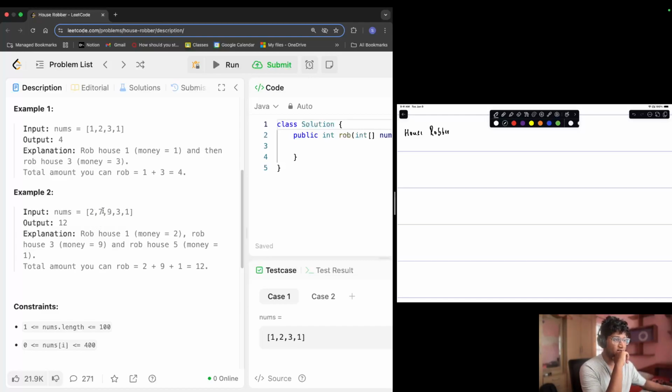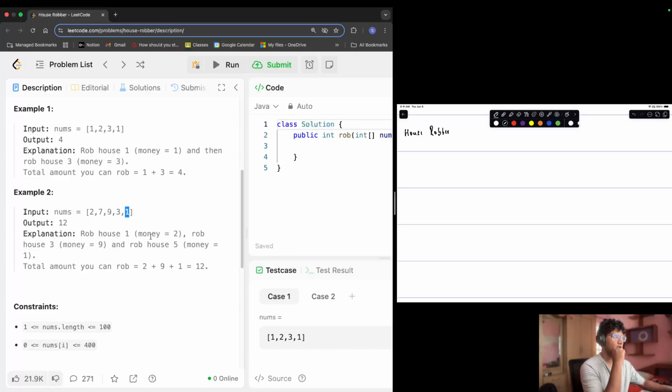If 7 is greater, I pick 7. If I pick 7, I know for a fact I can't pick 9, right? So then I go to 3, and I pick up 3. After I pick up 3, I cannot pick up 1, and then I end up with 10.